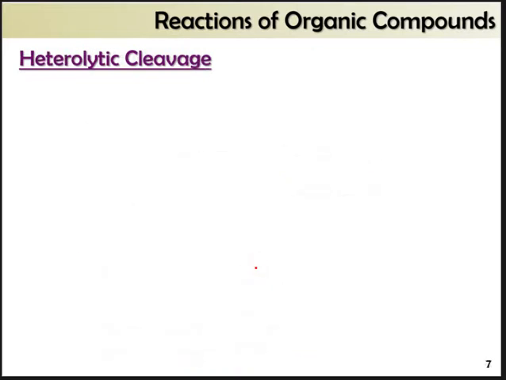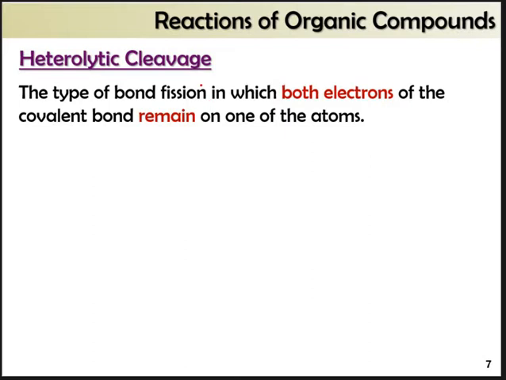And then, what is heterolytic cleavage? Heterolytic cleavage is the type of bond fission in which both of the electrons of the covalent bond remain on one of the atoms. For example, here both of the electrons are given to R. Let's say R is more electronegative, so R will get both of the electrons. So we will produce an anion and a cation.